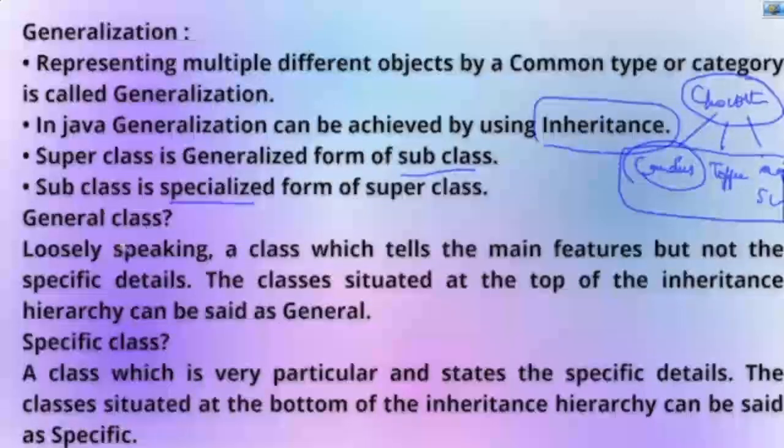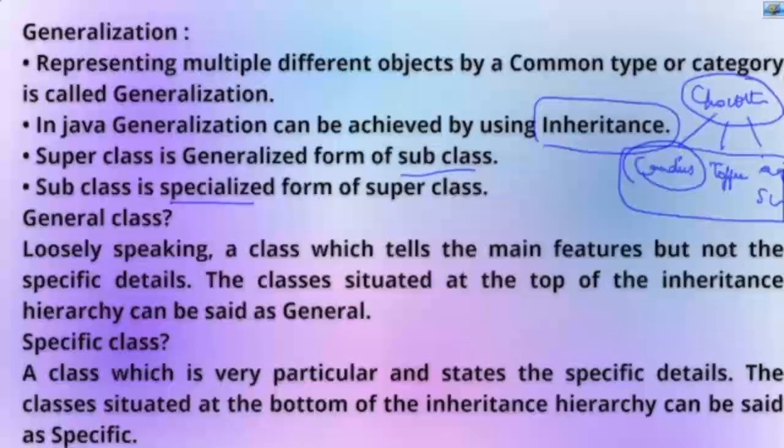Now what is a general class? Loosely speaking, a class which tells the main feature but not the specific details, situated at the top of the inheritance hierarchy, is said to be general. Now what is a specific class? A class which is very particular and states the specific behavior. The classes situated at the bottom of the inheritance hierarchy can be said to be specific classes.